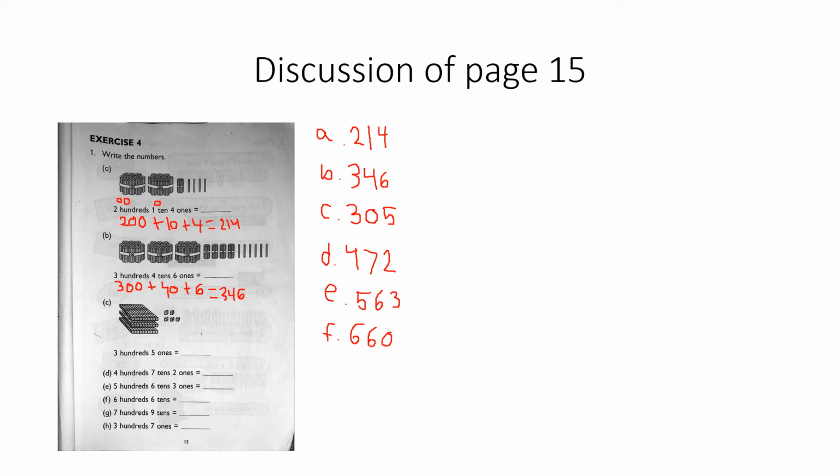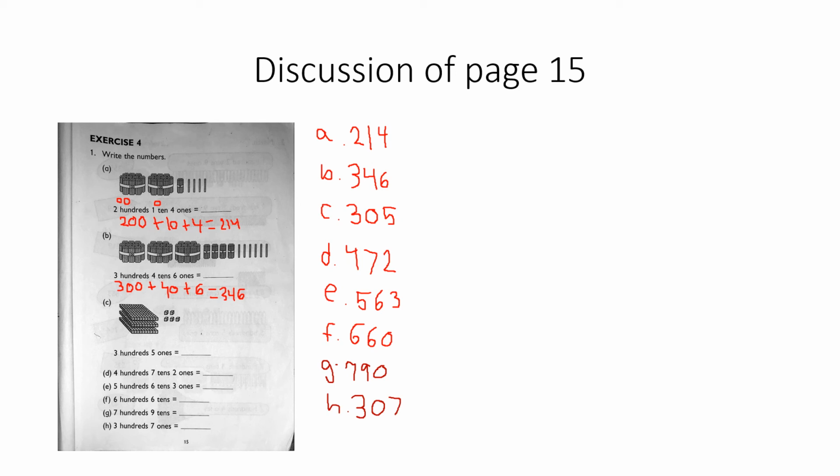So let's do G. Letter G says 700s and 9 tens. So that would be 700s, 9 tens, and again, I don't have a ones, so I'm just going to add a 0, and this would be 790. Letter H, 300, 7 ones. Okay, so I don't have a tens, so I'm just going to add a 0, and then I have 7 ones. There you go.